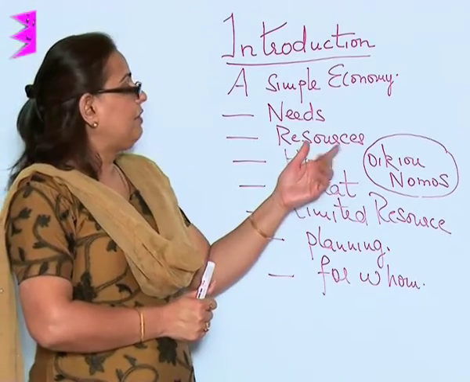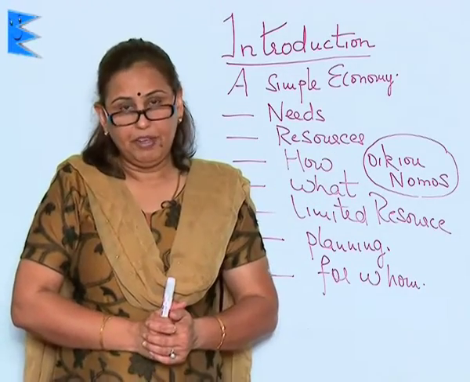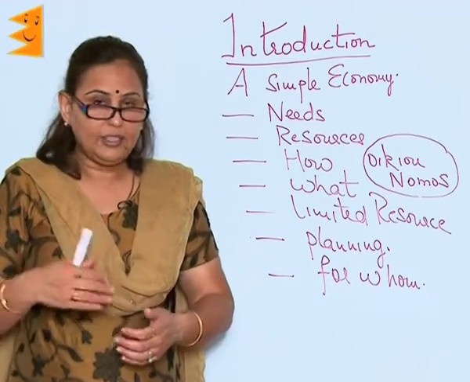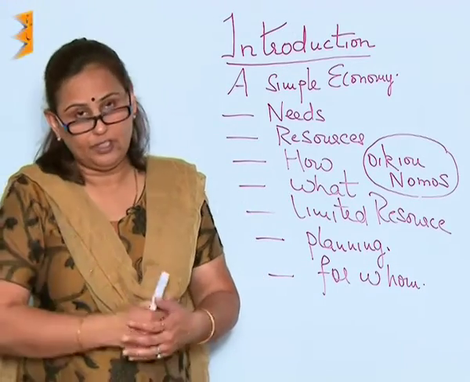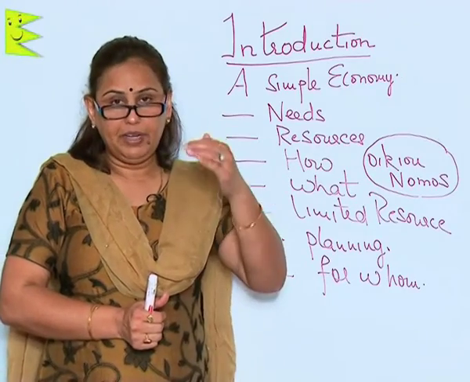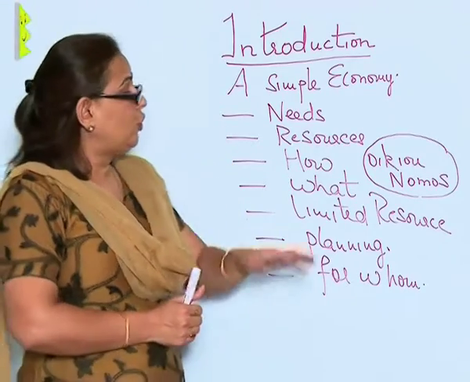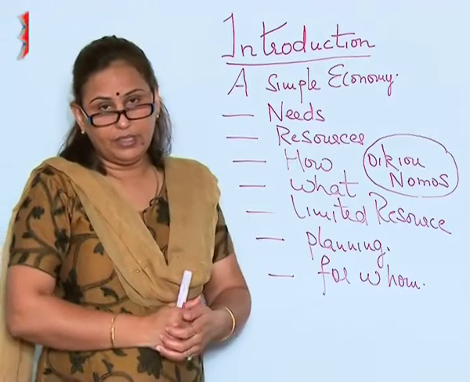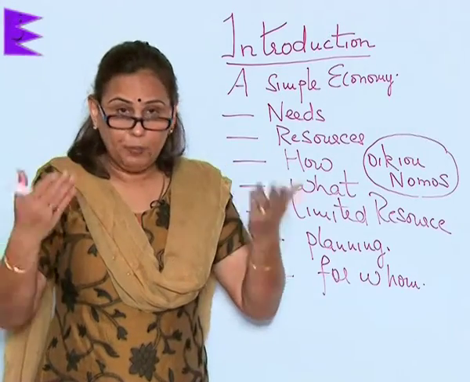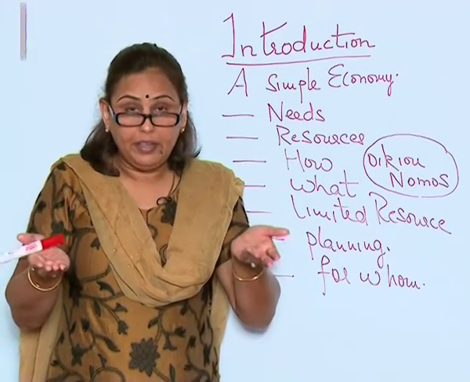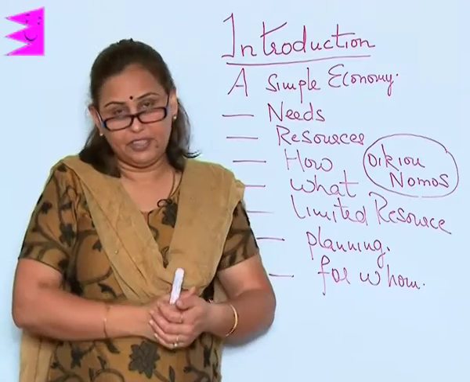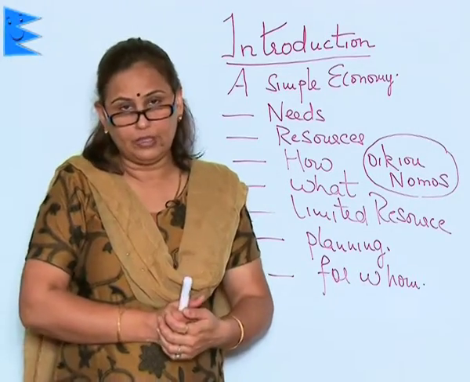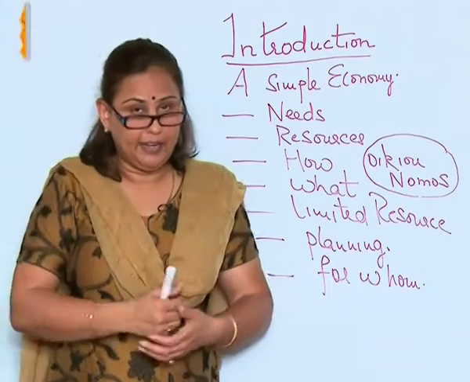So, as I was giving you the example of a farmer wherein he has a few acres of land and bullocks, he has to decide which crop he has to grow, which crop will give him more profit. So, the decision of how to use his resources and what has to be grown, that is, what are the uses of his resources and for whom is he going to produce, which I will be talking about in detail later on.